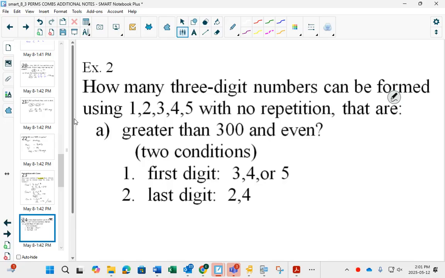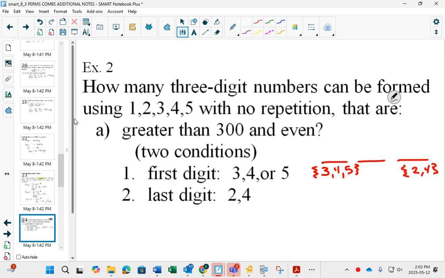So we want things to be greater than 300 and even. Why? I'm going to switch to red because I'm going to start by doing it without cases and run into a problem. This number has to be even, so when I go here, that would give me choices of 2 and 4. And it has to be bigger than 300, so that gives me choices of 3, 4, and 5. And the restriction strategy says, deal with your restriction first. I have 2 of them.